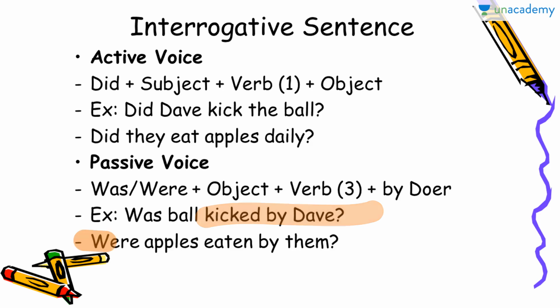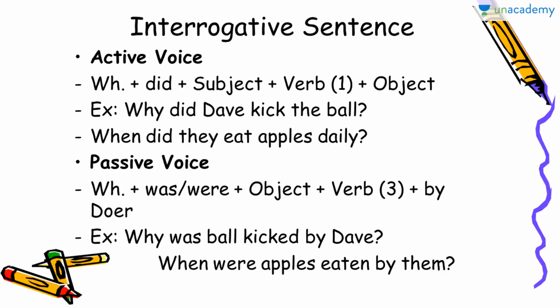Another example, were apples eaten by them? So our object here was plural. Hence we started with were, then the object, then the verb third form, and then the doer. Then next we have another category of interrogative sentence which has a longer answer, more than yes or no.